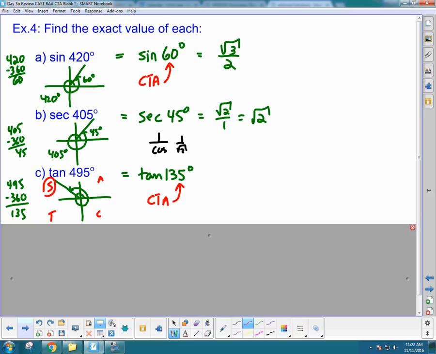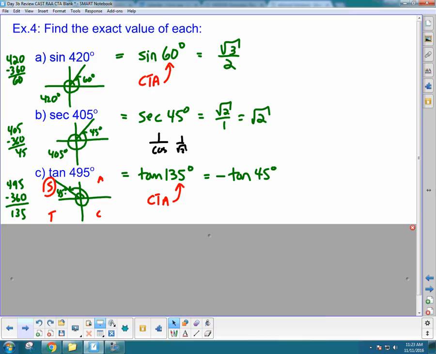This is the CAST, so I'm in the S quadrant, which means my answer is going to be negative first, and it's going to be equal to the negative tan of the related acute angle. Well, if I've got 135, that must mean that this is 45. So the related acute angle is 45. I got that from 180 minus 135.